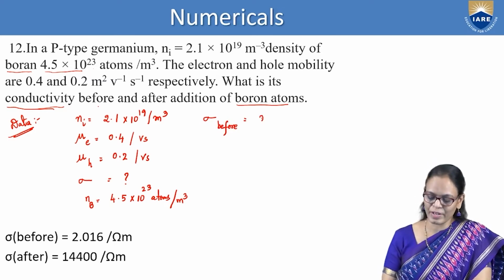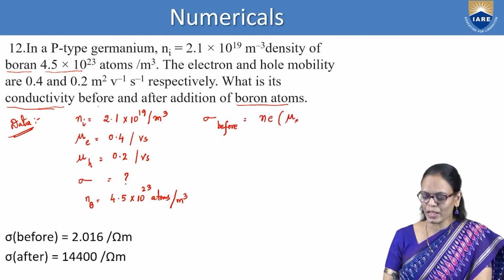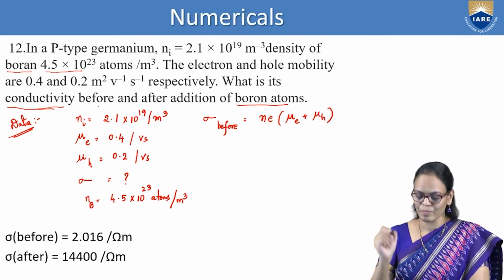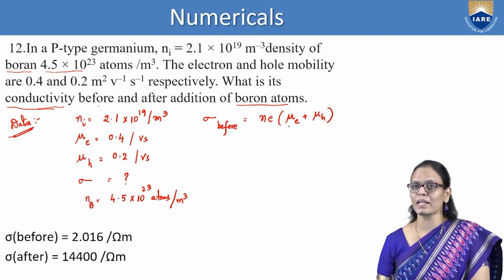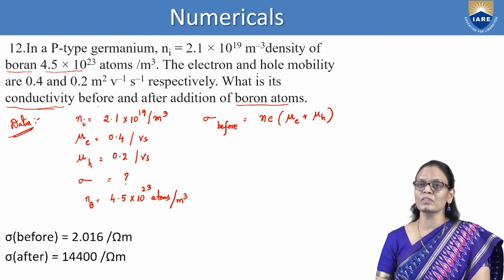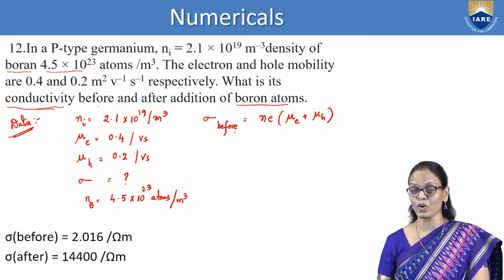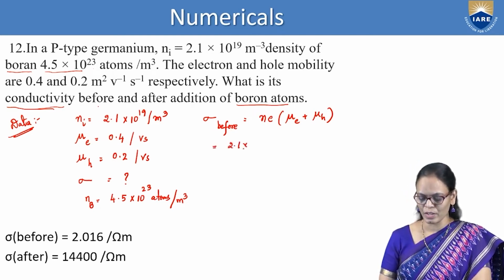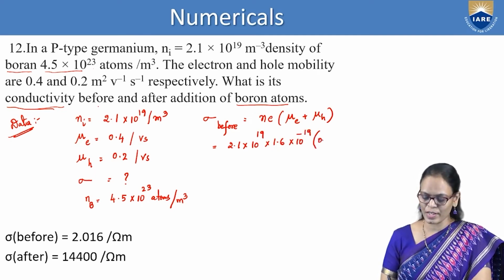So what is the formula? We have Ne into mu E plus mu H, because before adding the trivalent impurity, the conductivity is due to both electrons as well as holes, and we know the mobility of electron and holes. So we will use the formula for sigma before addition of boron atoms, Ne into mu E plus mu H. So what is the value of N given? 2.1 into 10 power 19. The value of e is 1.6 into 10 power minus 19. And mu E plus mu H is 0.4 plus 0.2.